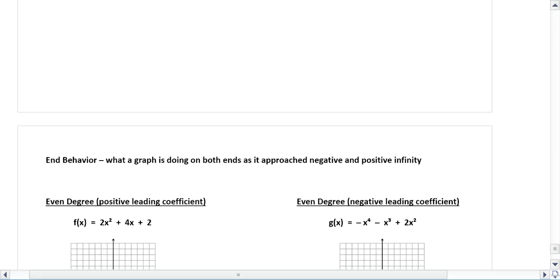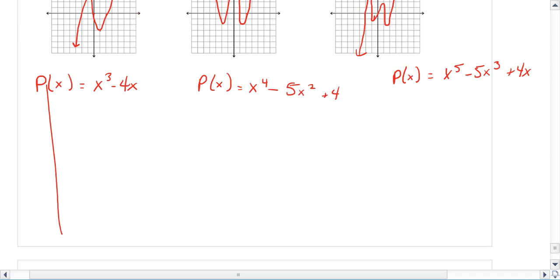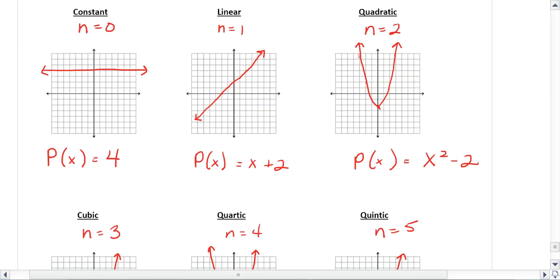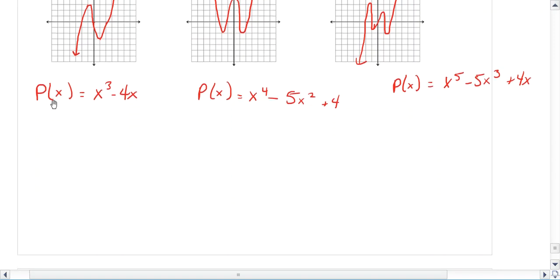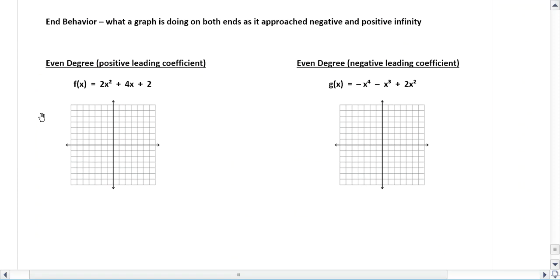So if we just look back up here at the end behavior of some of these, our quadratic graph, the end behavior would be, we would just say up, up. Our cubic graph here would be down, up. The quartic one that we chose is up, up, and the quintic is down, up. So you're just describing where it's going as it goes off in both directions.